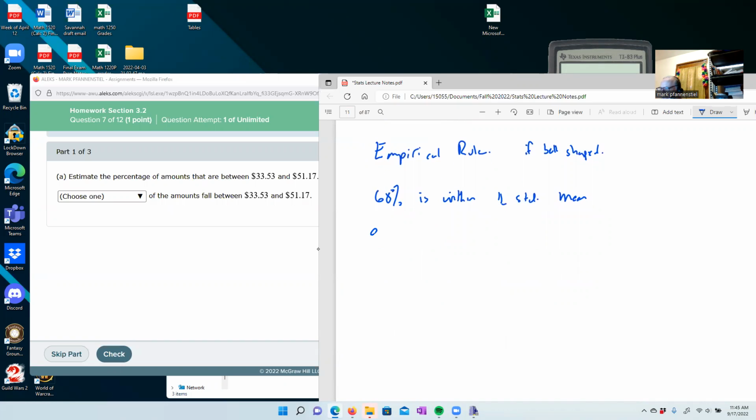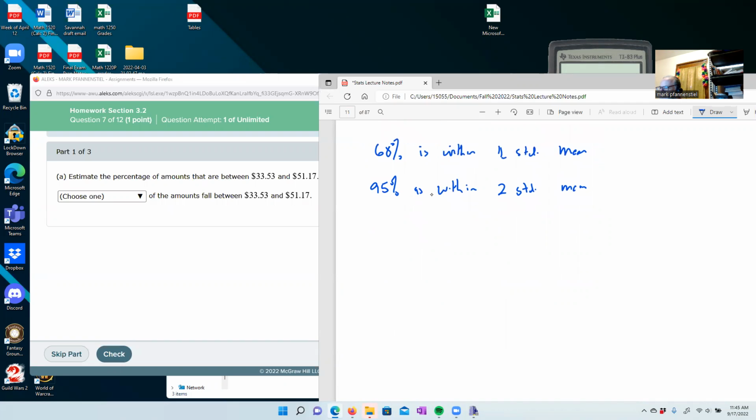Then we have 95% within, that could be plus or minus, by the way, two standard deviations of the mean. And the last one, it kind of depends on the book. I think our book uses 99.7% within three standard deviations of whatever the mean is.